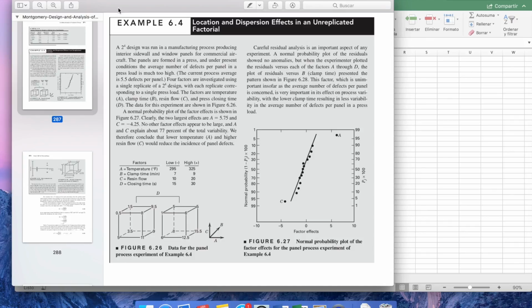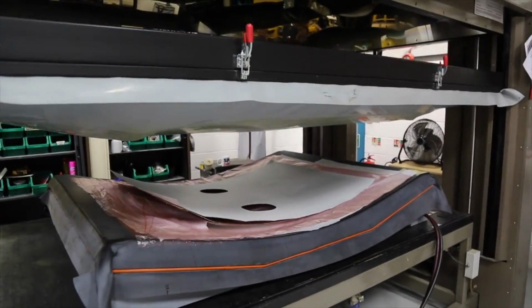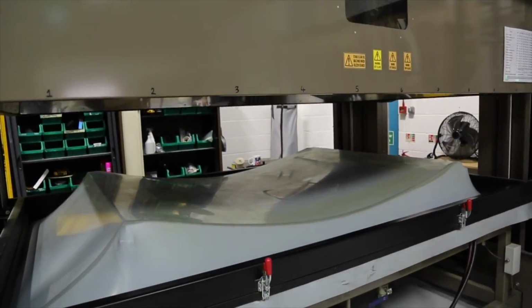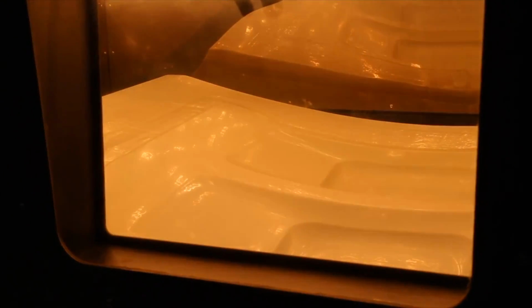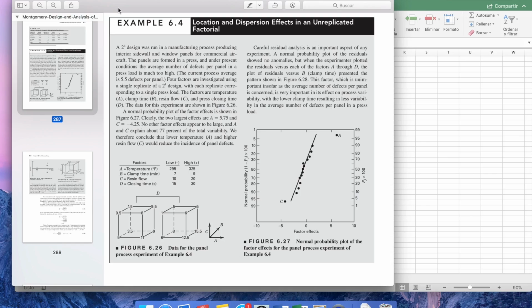I'm going to show you allocation and dispersion effect in an unreplicated factorial example. This is example 6.4, and it is important to know that it's a 2 to the 4 design. This example is about making the window panels of a plane. So we can see in the video that there's some pressure applied, temperature. The data for this experiment are shown in figure 6.6, which is this one.